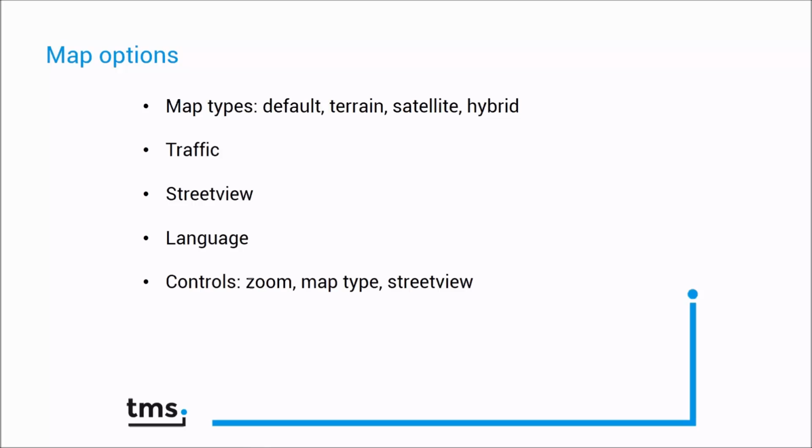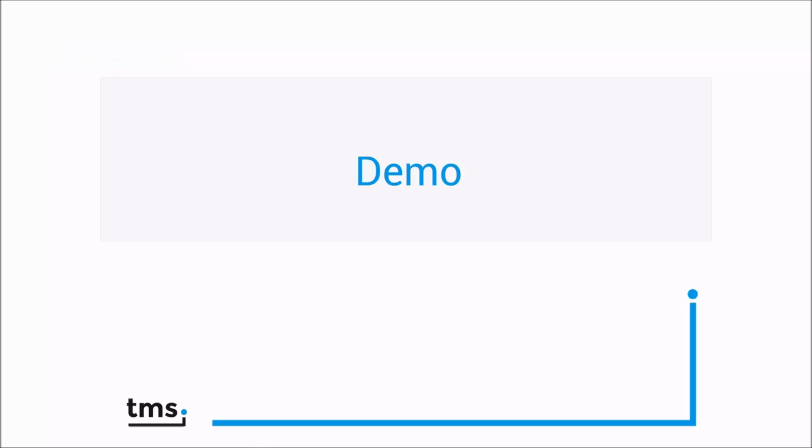There are different map options, and so we will first have a look at these map options. We can have different map types, different views on the map. We can enable traffic view, street view, we can control the language, and we can also programmatically control whether various mapping controls appear on the map or not.